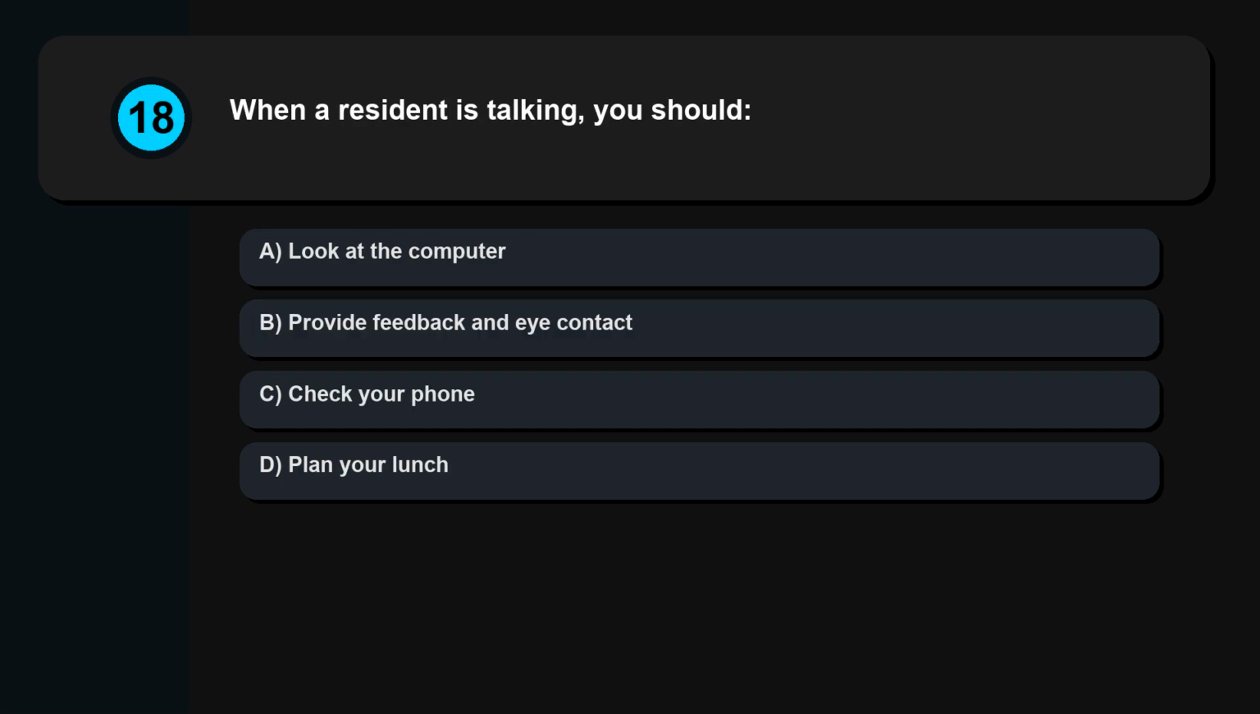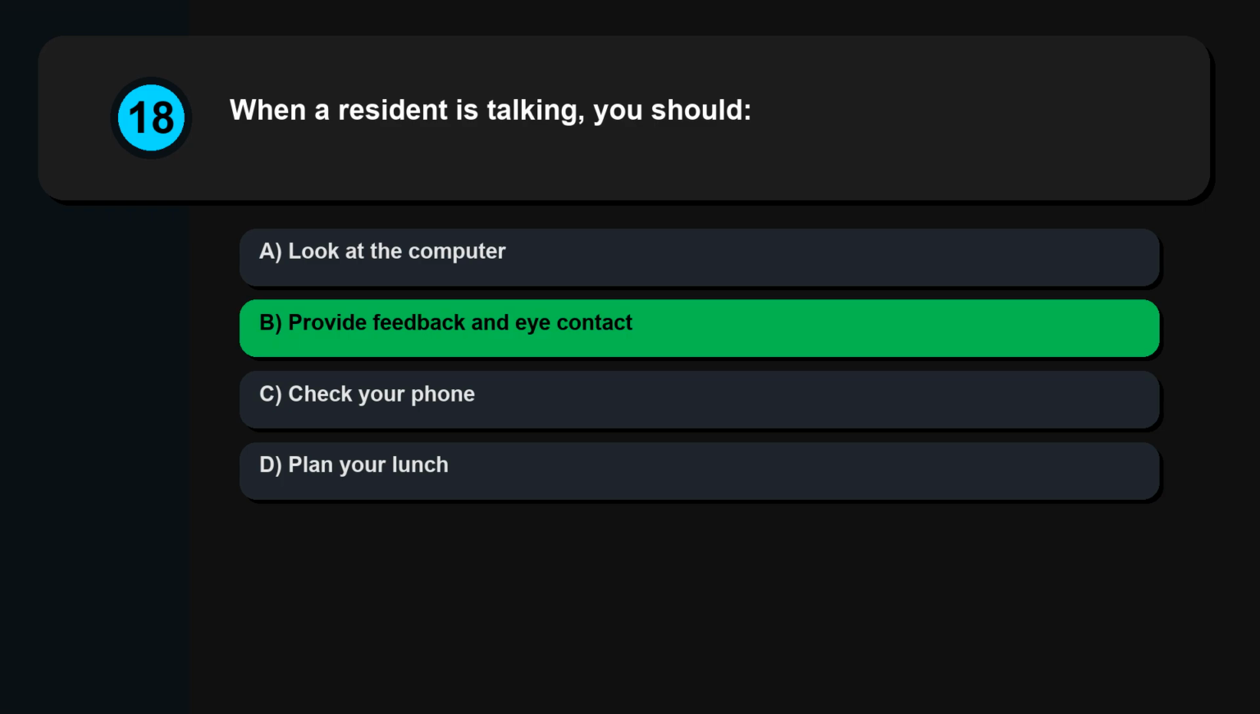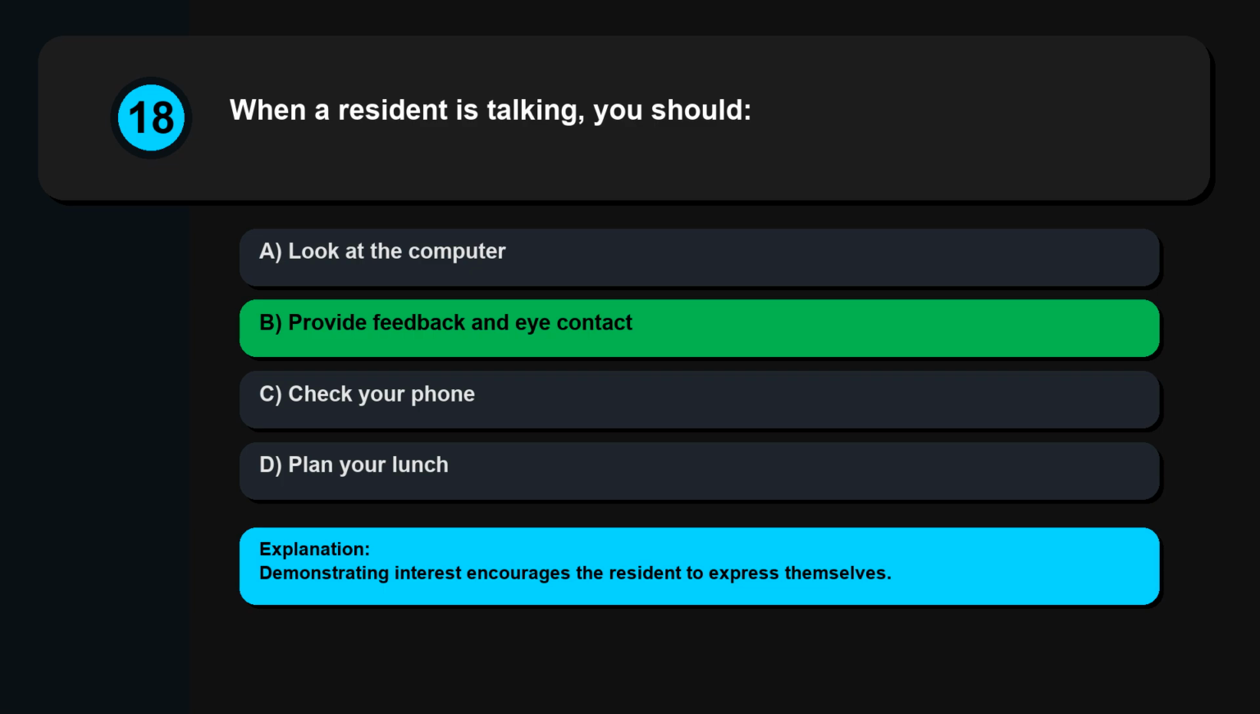Question 18. When a resident is talking, you should look at the computer, provide feedback and eye contact, check your phone, plan your lunch. Demonstrating interest encourages the resident to express themselves.